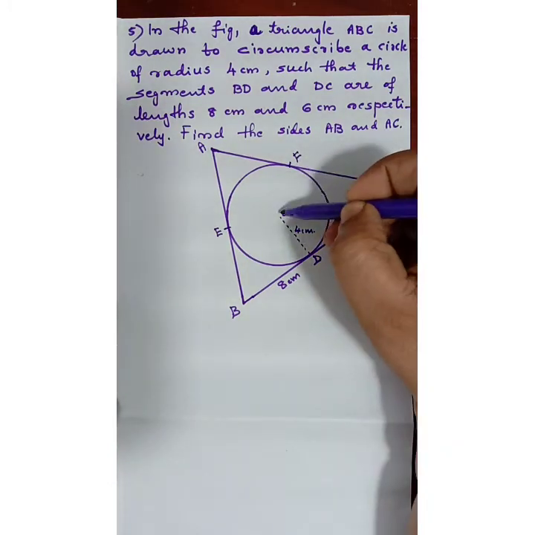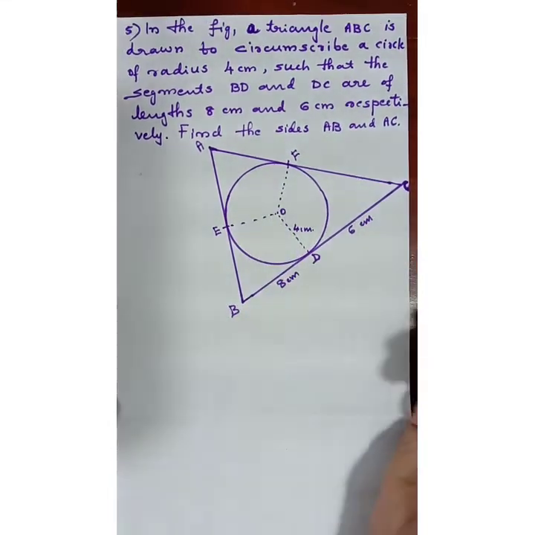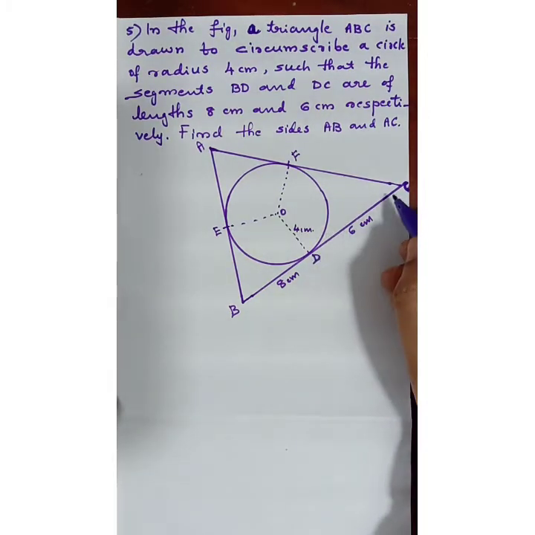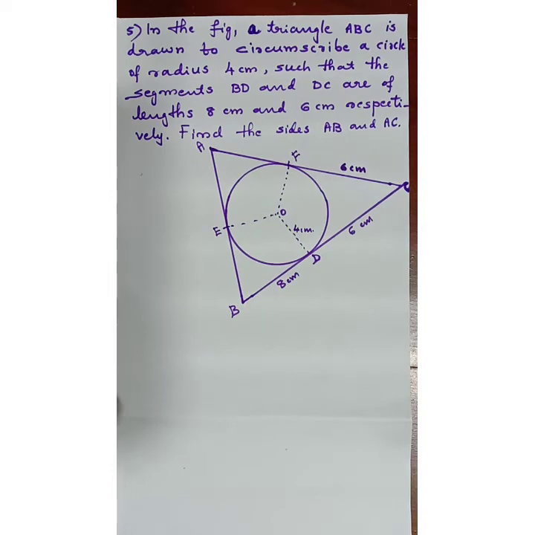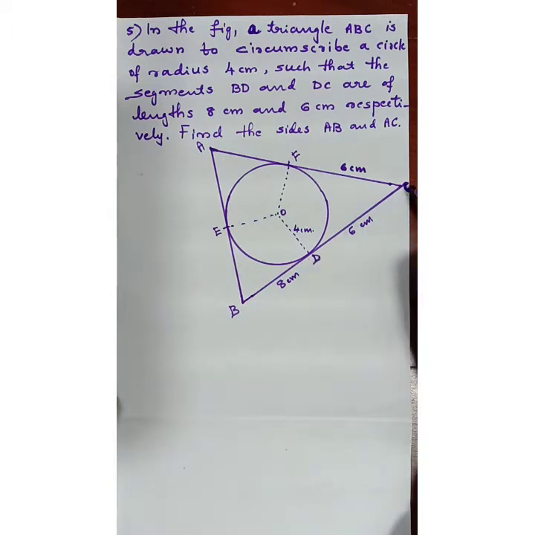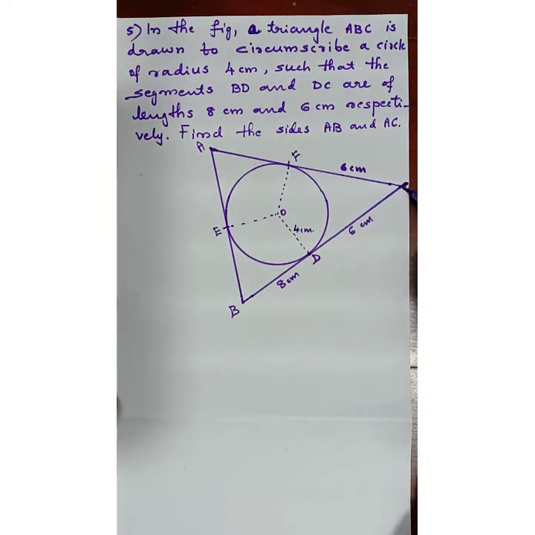If we join them, we know that OF and OE are the radius. We have to find out the length of the sides AB and AC. So this question is also very simple. We know DC and FC are equal. What is the reason? The second theorem which we have learned: the lengths of the tangents from an external point to a circle are equal. Length of the tangent means from the point of contact to the vertex. So DC and FC are the lengths of the tangents drawn from external point C.